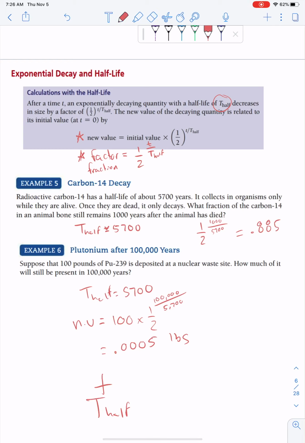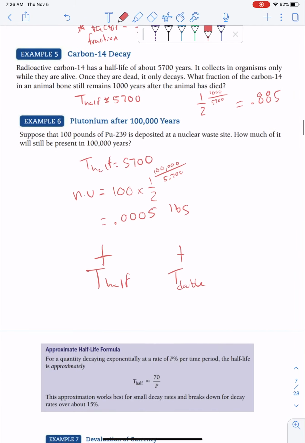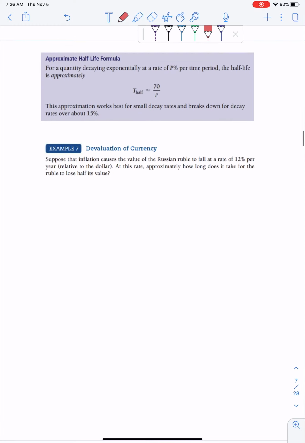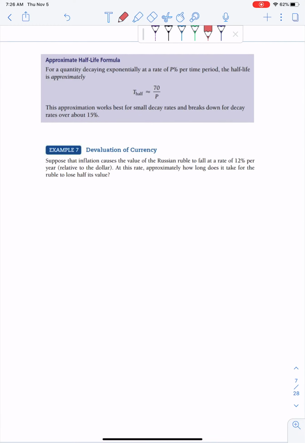Your t and your t half, or your t and your t double, you've got to be really careful that those are in the same units. So if t is in years, your t double needs to be in years. You can't put one in years and one in centuries or something like that. So the approximate half-life formula, just like the approximate doubling time formula, we can approximate when we have low percentages. So the approximate half-life is 70 divided by the percentage. It's exactly the same as it was before.